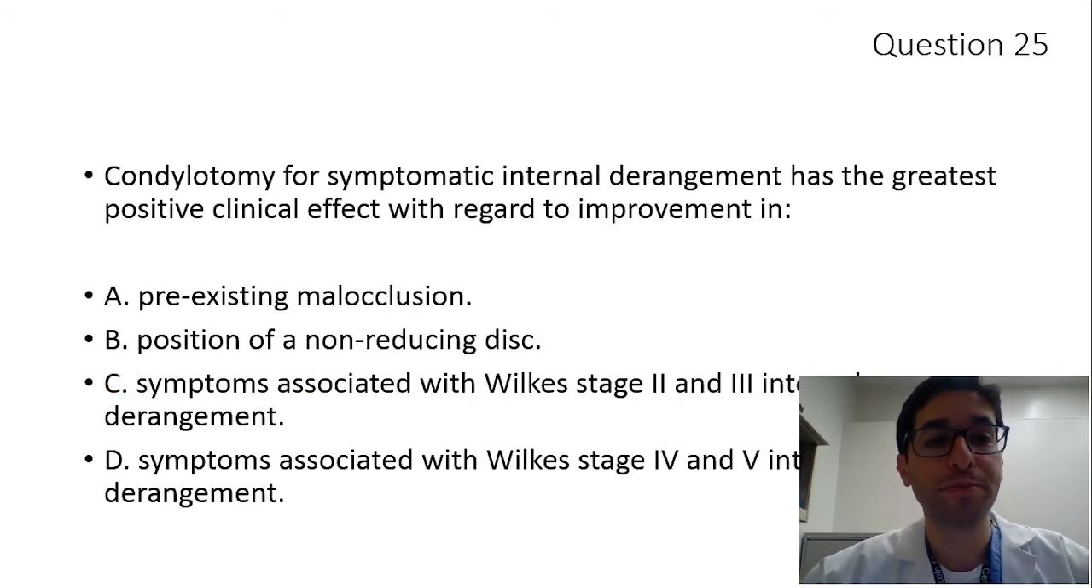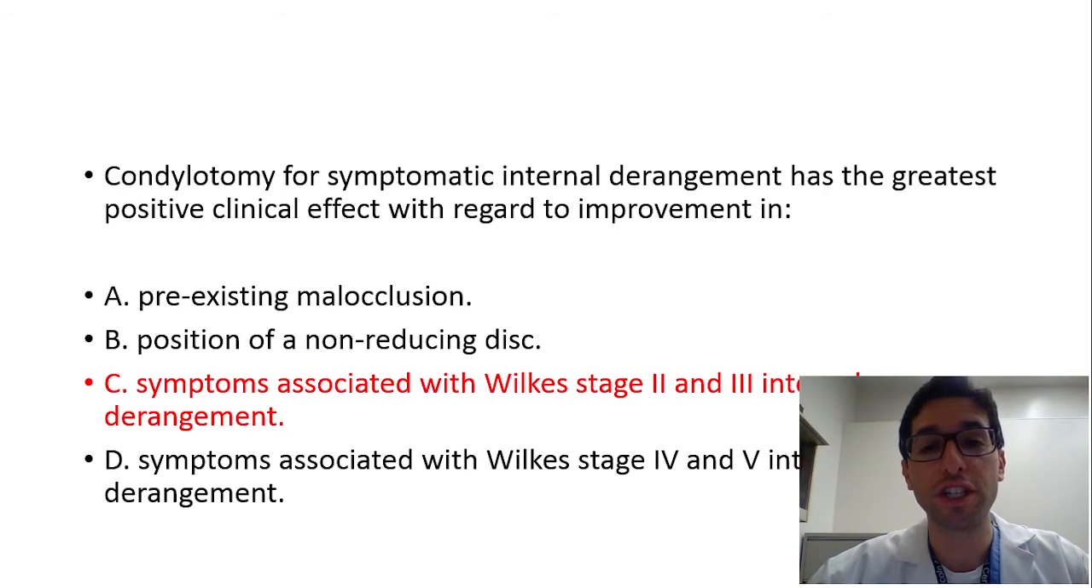All right, condylotomy. Condylotomy, immediately your mind should go to that IVRO procedure where we try to induce condylar sag intentionally to increase the joint space. All right, so let's do a couple questions about condylotomy. Condylotomy for symptomatic internal derangement has the greatest effect with which kind of patient? All right, so if you didn't already know it, the answer is going to be C. It's meant for very early stage degenerative joint. So it's stages 2 and 3.